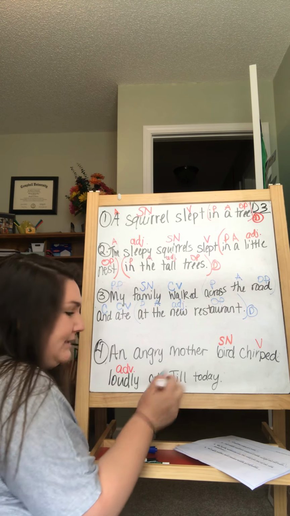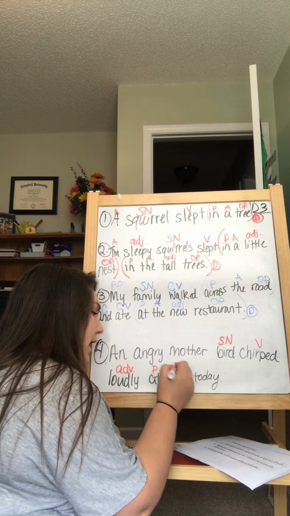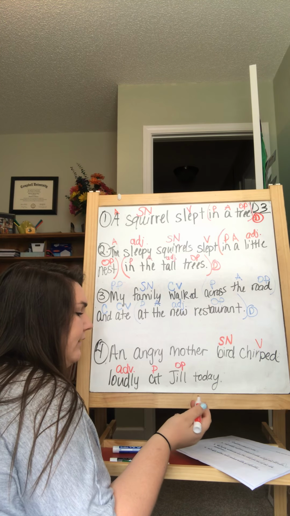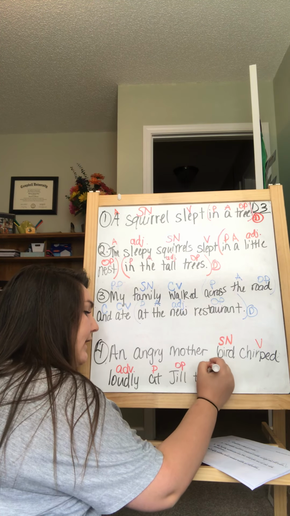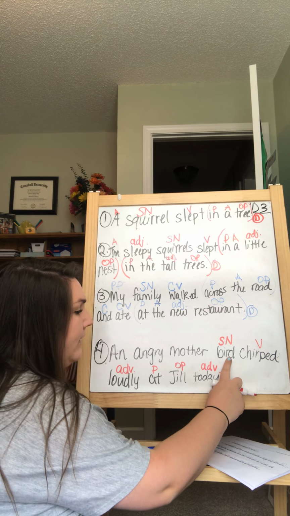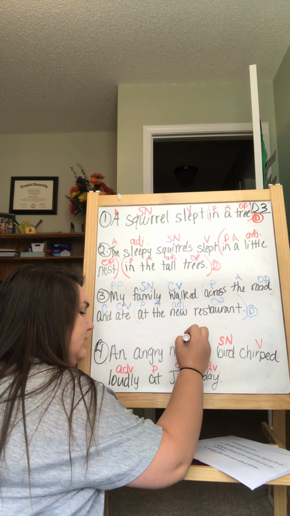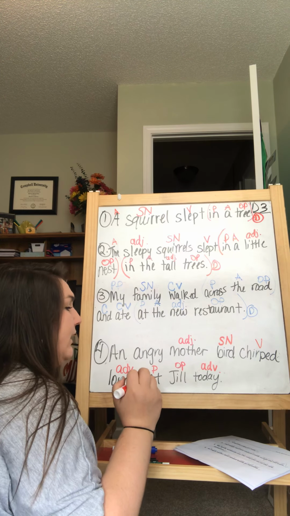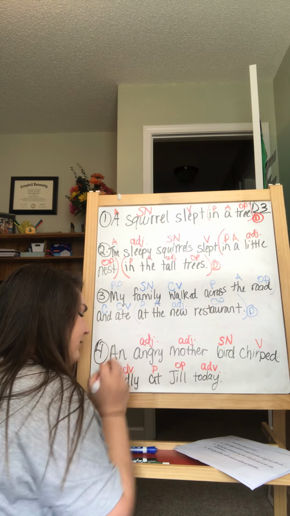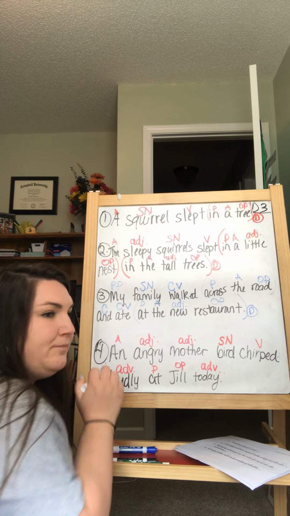At, preposition. At who? Jill. Object of the preposition. When did it chirp loudly at Jill? Today. Adverb. Go back up here to our subject noun. What kind of bird? Mother. Adjective. What kind of mother bird? Angry. Adjective. And article adjective A.